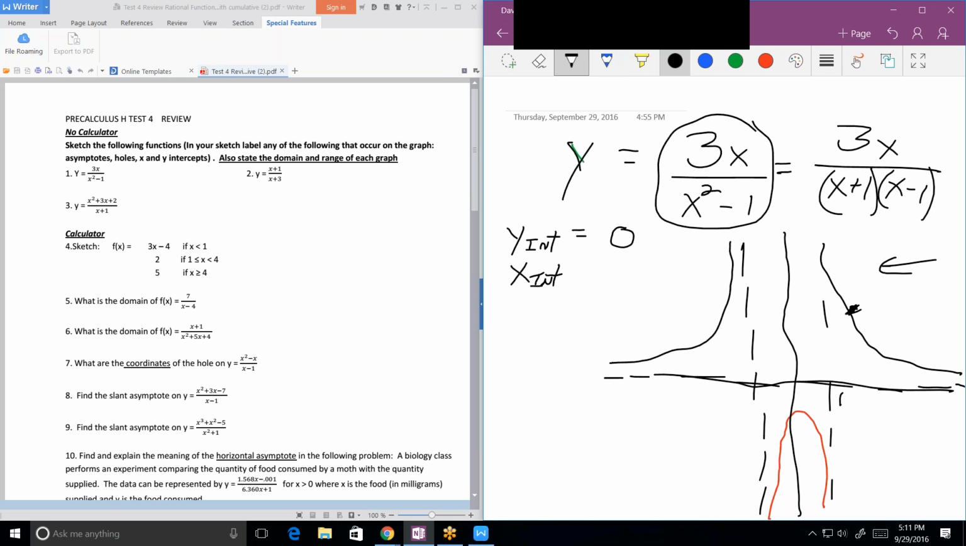We know it's not the red. Let me erase that before I confuse you. And black is not there either. We know that it has to go through that point. So it looks like this. And it says no calculator, so let's go on. You can't even check, I presume, if you're taking a test. You just have to go with this. Okay.